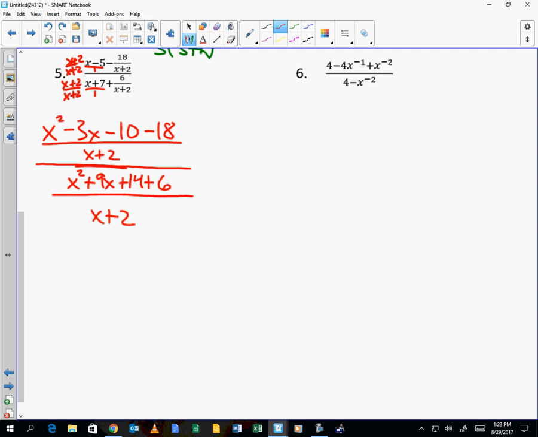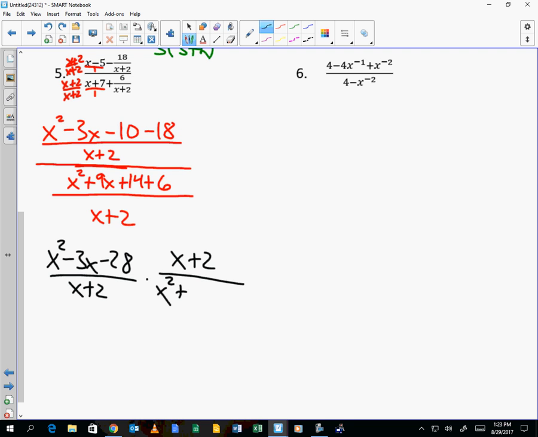And by now, you've started to realize that if you multiply by the reciprocal, these denominators are going to cancel, right? So that's one good thing, hopefully a pattern that you've seen develop, that these denominators will go away when they're the same. So I'm going to put a step together here. I'm going to write x squared minus 3x minus 28 over x plus 2 times x plus 2 over x squared plus 9x plus 20.